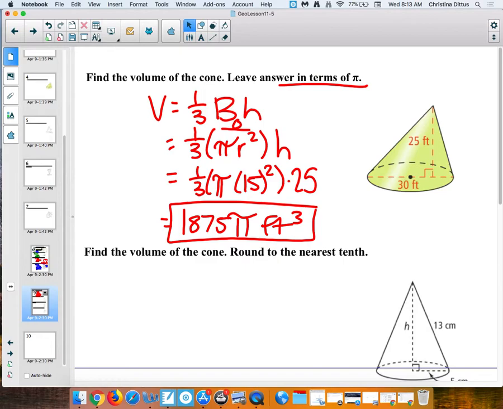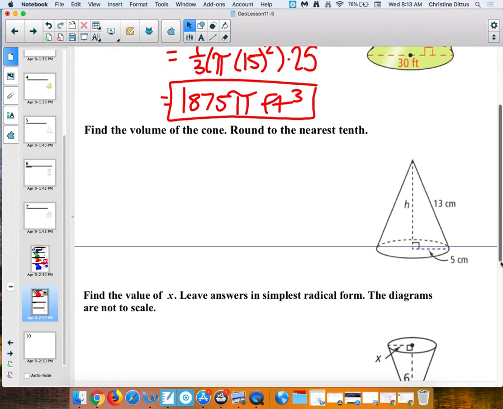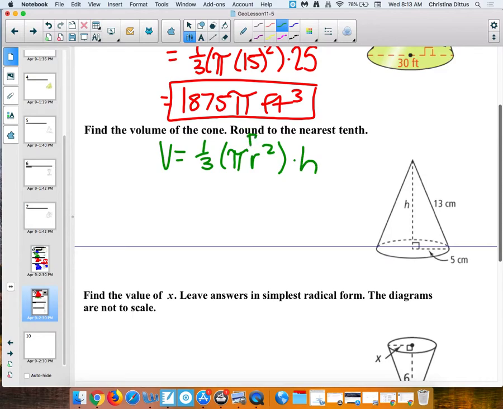Okay, we're going to do it again. Volume of our cone means we have a base of a circle, so I'm just going to go pi r squared right away. This is our big B. Do I know my r? 5. So I have 1/3 times pi times 5 squared. Do I know my height? No, I've got to find it.